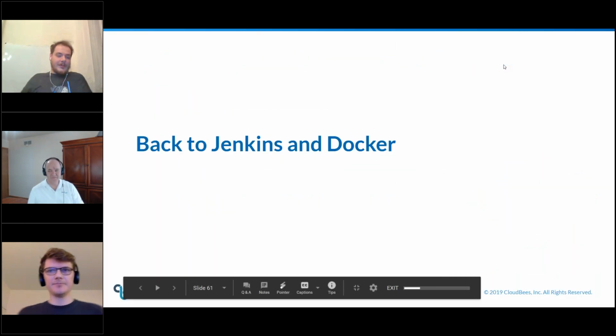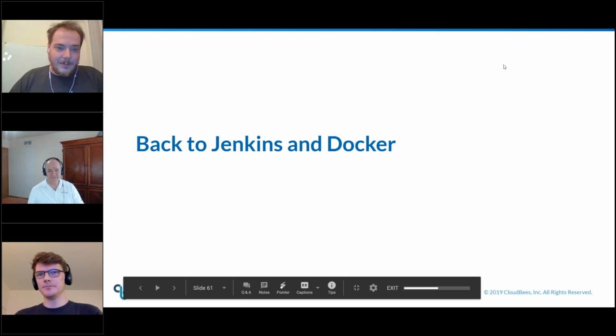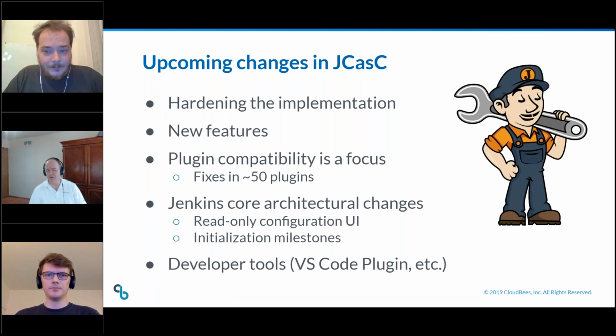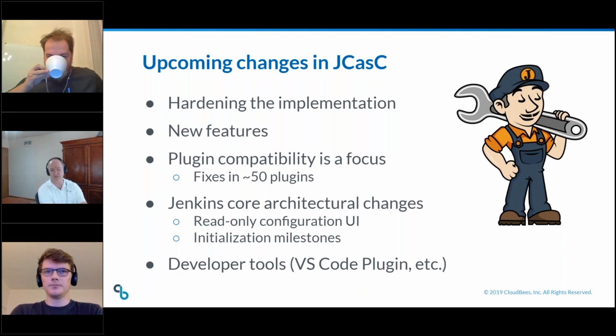Okay, so let's return back to Jenkins and Docker. And actually, there are a lot of things happening here. So maybe you, Mark, would like to talk about it? Sure, we've got more things coming in configuration as code. A continuing focus on plugin compatibility and adding new capabilities to configuration as code. There are also pending changes to allow us to have a read-only configuration UI so that we can present to the users what the configuration is and not have them changing it because it's now managed as code.